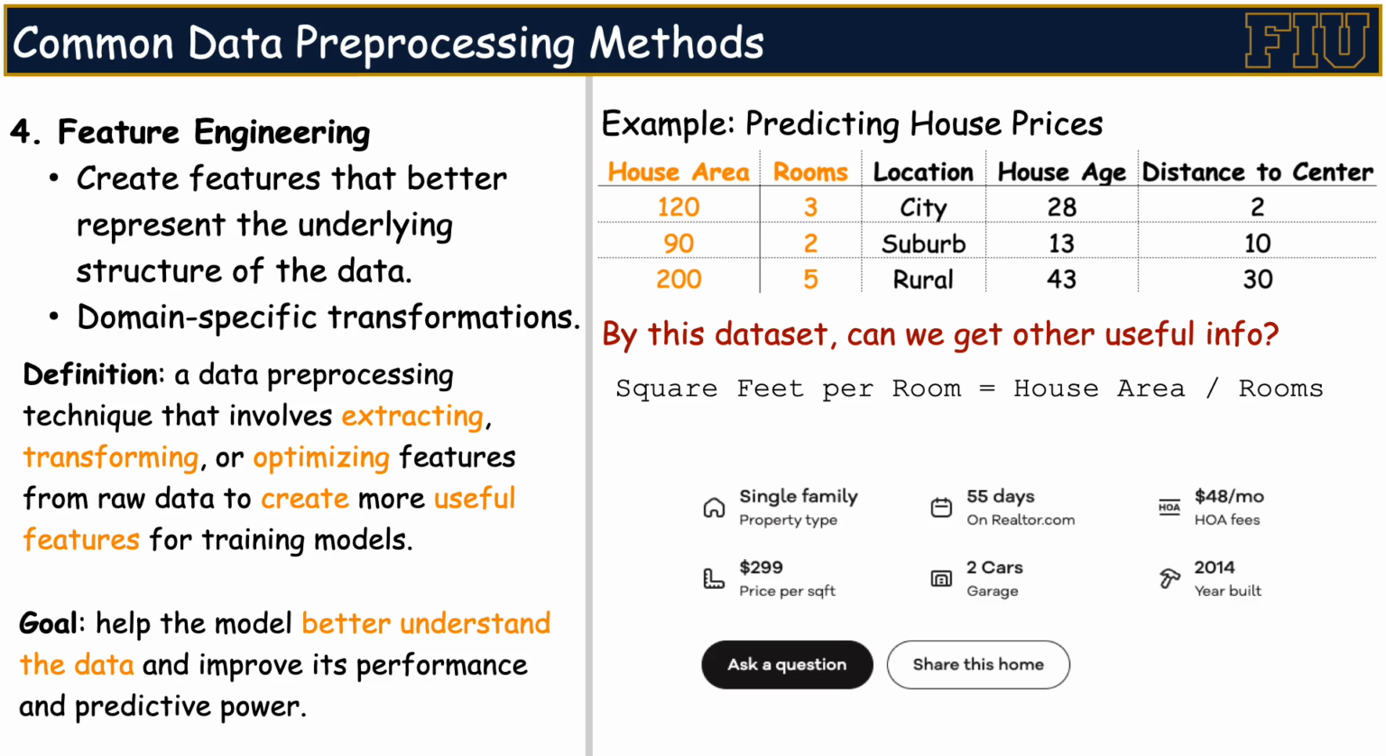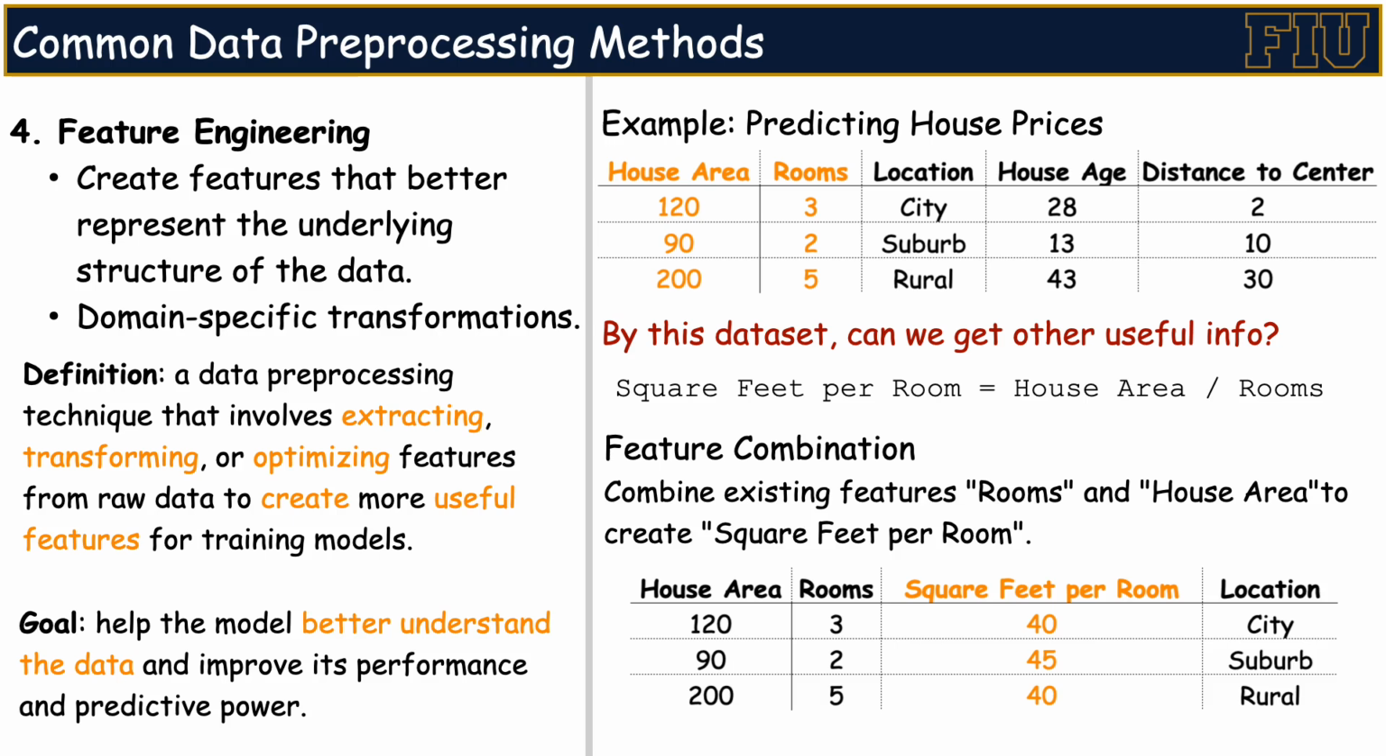By explicitly providing this feature to the learning task, it could help the model learn useful patterns more quickly and improve its overall performance. This is a great example of the importance of feature combination. By simply dividing the value in the house area feature by the number of rooms, we can quickly create a new feature, square feet per room. This process of deriving a meaningful new feature from existing ones is what we call feature combination.